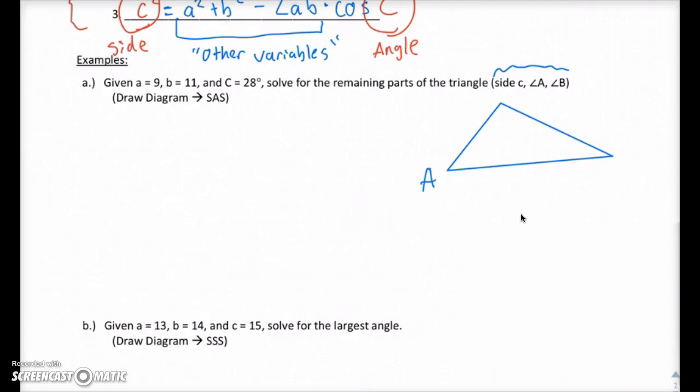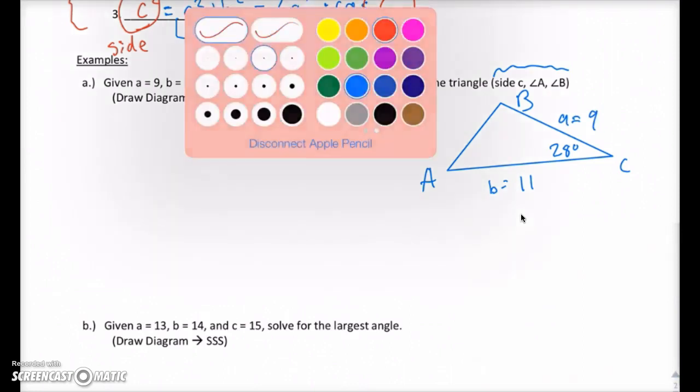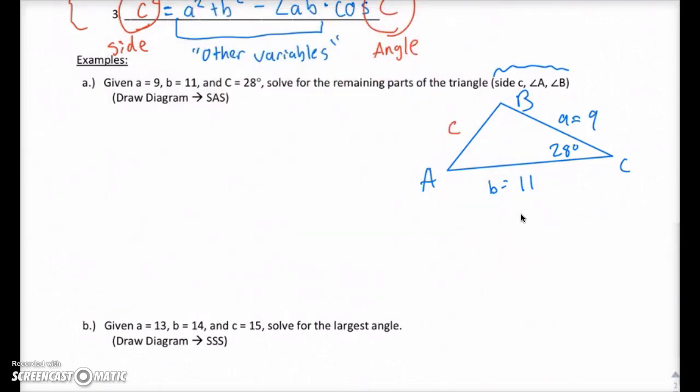I'm going to label this triangle A, B, C. And again, C is 28 degrees. Our B is 11, opposite of angle B, and our A equals 9. Okay, we're trying to solve for our C here.